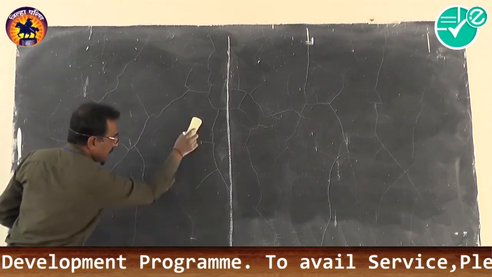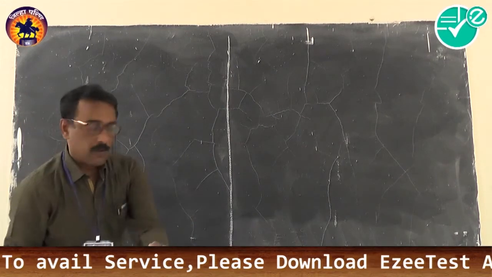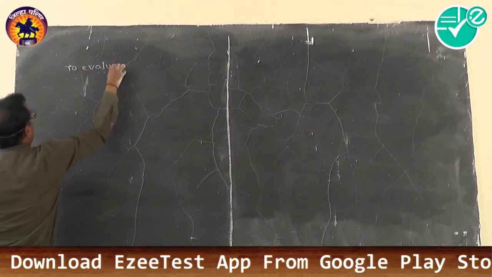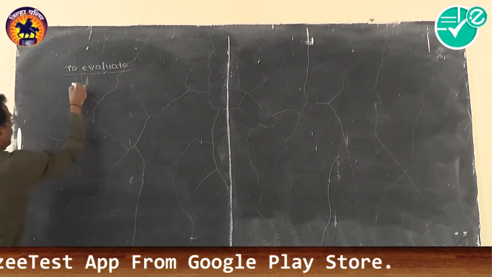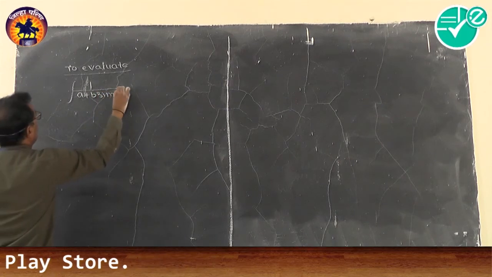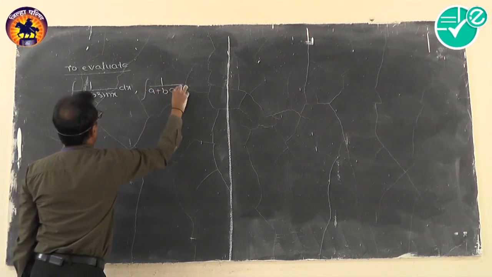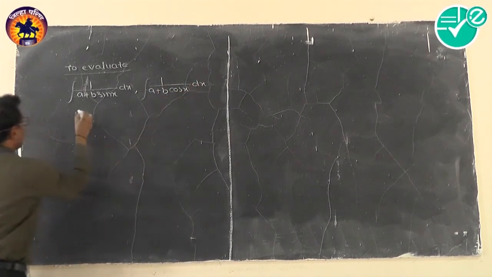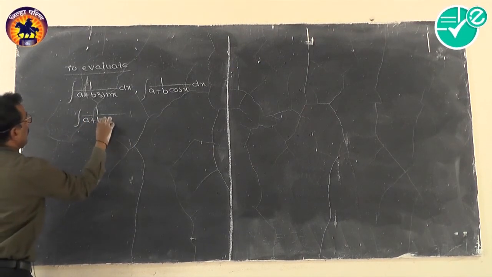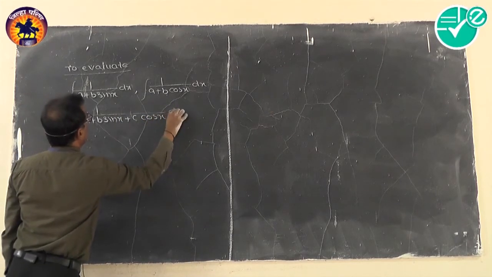As far as CET preparation is concerned, firstly the board should be clear. So we will take the last format from the method of substitution, that is to evaluate this type. Here it is integration of 1 upon a plus b sin x dx, integration of 1 upon a plus b cos x dx, or the next one, 1 upon a plus b sin x plus c cos x, and in that dx.